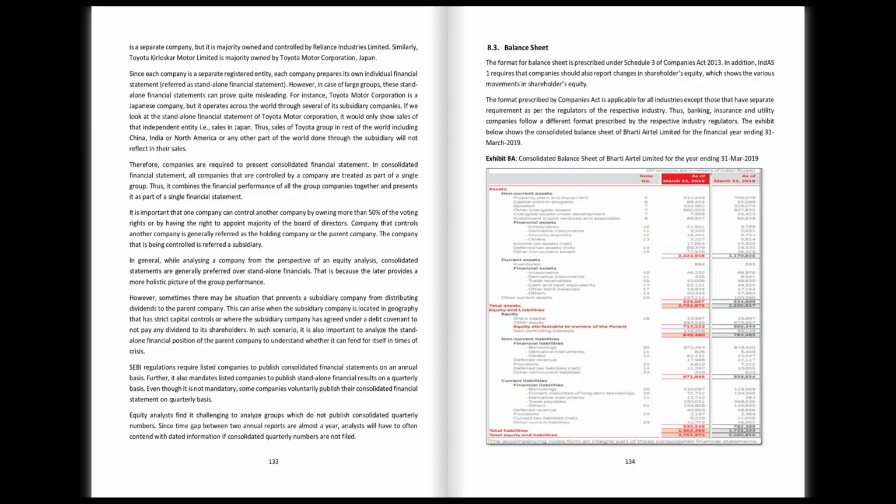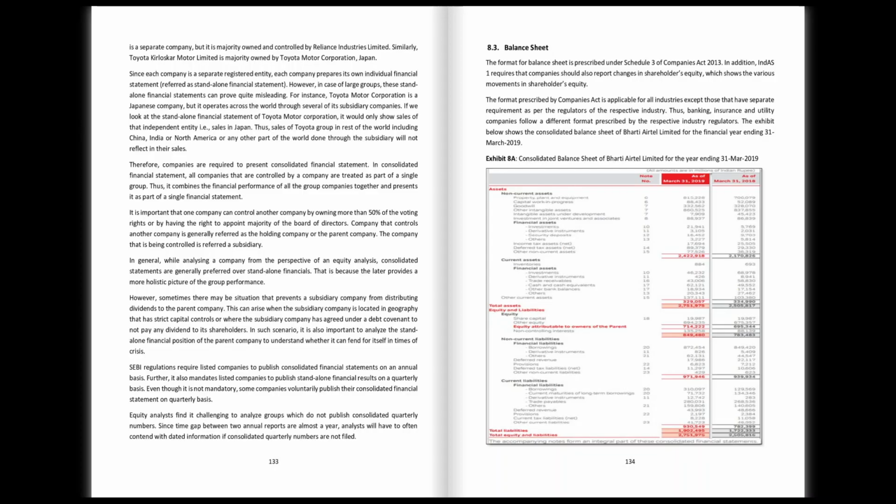For instance, Toyota Motor Corporation is a Japanese company, but it operates across the world through several of its subsidiary companies. If we look at the standalone financial statement of Toyota Motor Corporation, it would only show sales of that independent entity, that is, sales in Japan. Thus, sales of Toyota Group in the rest of the world, including China, India, North America, or any other part of the world done through the subsidiary, will not reflect in their sales.